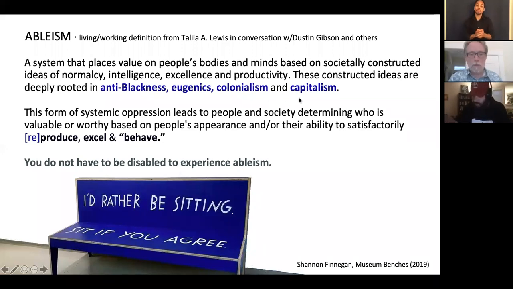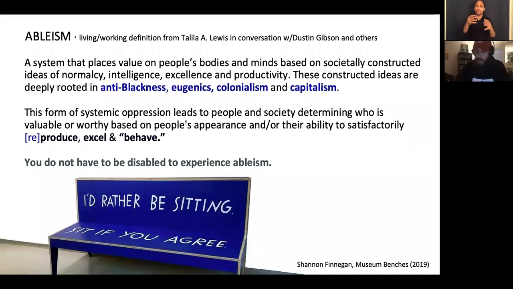I want to enter with an aerial view of the situation that disabled people are in now by introducing a definition of ableism. It's a living and working definition by Talila Lewis, myself and some others. It says a system that places values on people's bodies and minds based on societally constructed ideas of normalcy, intelligence, excellence, and productivity. These constructed ideas are deeply rooted in anti-Blackness, eugenics, colonialism, and capitalism.